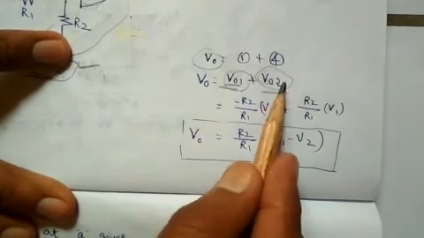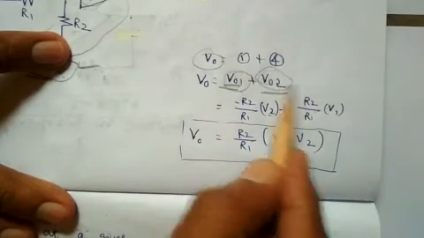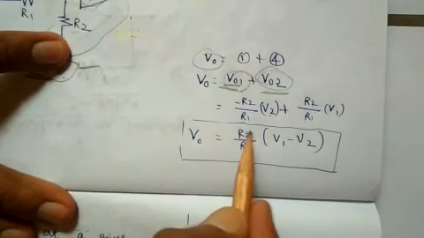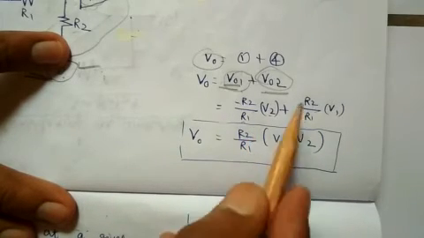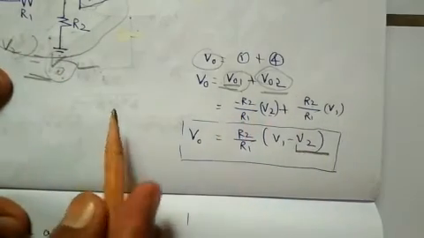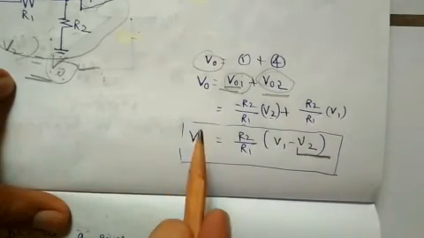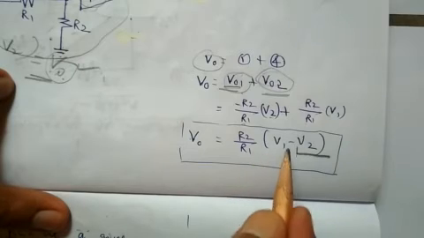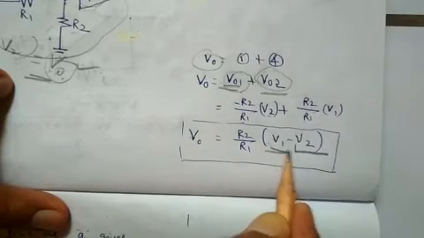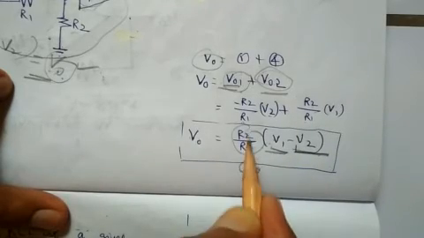So adding these two outputs, Vout1 is minus R2 by R1 into V2 plus Vout2 is R2 by R1 into V1. R2 by R1 is common for both the terms, so take R2 by R1 outside, and V1 is positive and here it is minus V2: V1 minus V2. As we discussed at the start of this video, Vout equals the difference between the two input signals applied, that is the difference between the positive input and the negative input, multiplied by a gain factor G, that is R2 by R1.